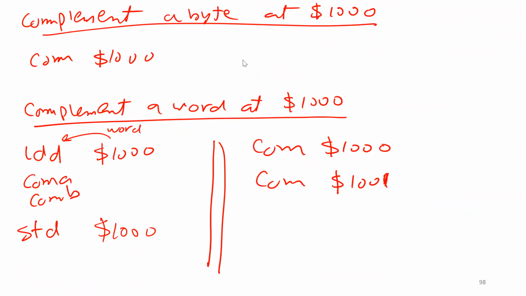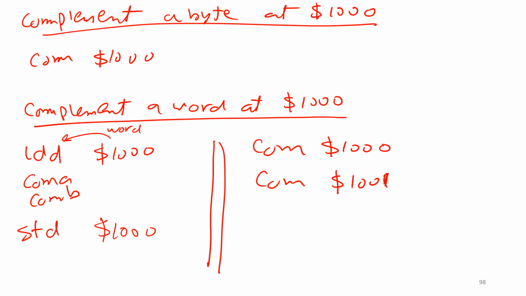Let's see examples. For example, I want to complement a byte at memory location 1000. How can I do that? Very easy: COM, and then you put here 1000. You complement 1000. That's it. Now I want to complement a word at 1000. You know how we can do that? I can complement 1000 and then complement 1001.